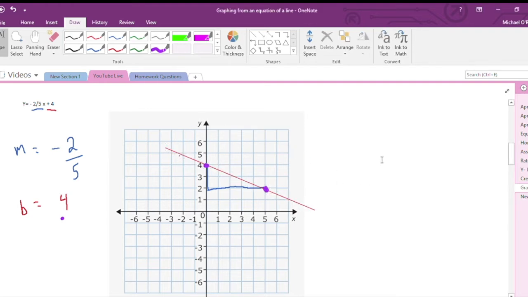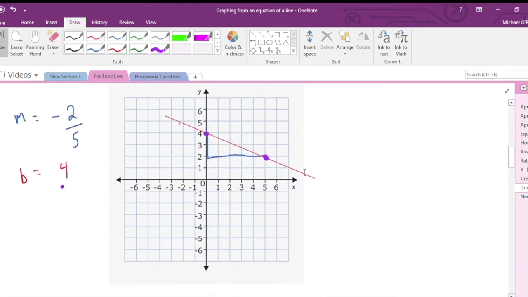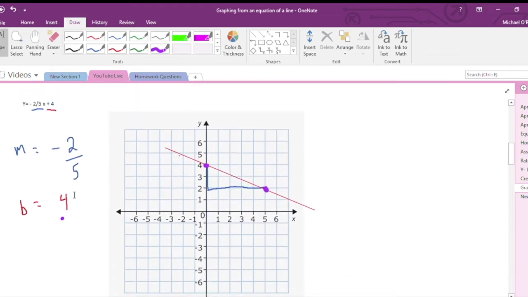Boom, there's my line. So first thing, graph the y-intercept, then go from your point to the slope. In this case, down 2 over 5. I always connect the negative to the top number. So I can always go up and down, and then I always go right.